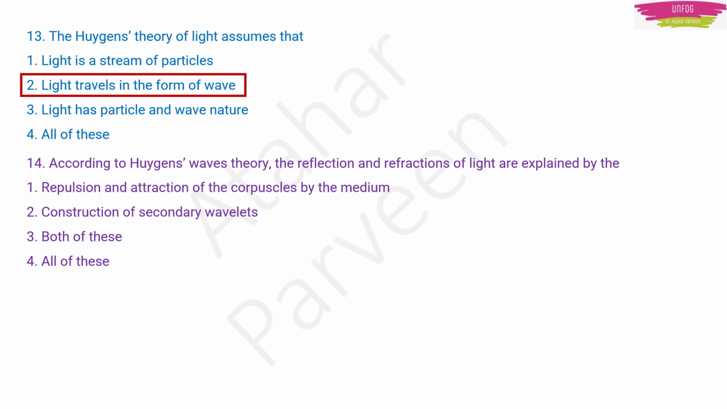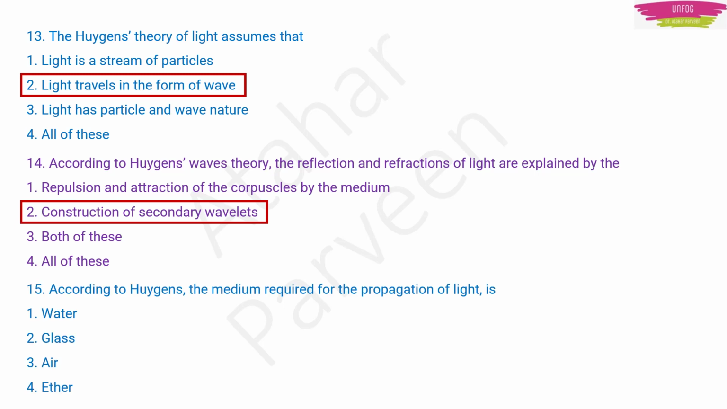According to Huygens' wave theory, the reflection and refraction of light are explained by the construction of secondary wavelets. Okay, why construction of secondary wavelets? I told you, right? The first wave will lead to the second wave. The second wave will lead to the third wave. Means here secondary waves are constructed, isn't it? So this was the concept given by Huygens' wave theory.